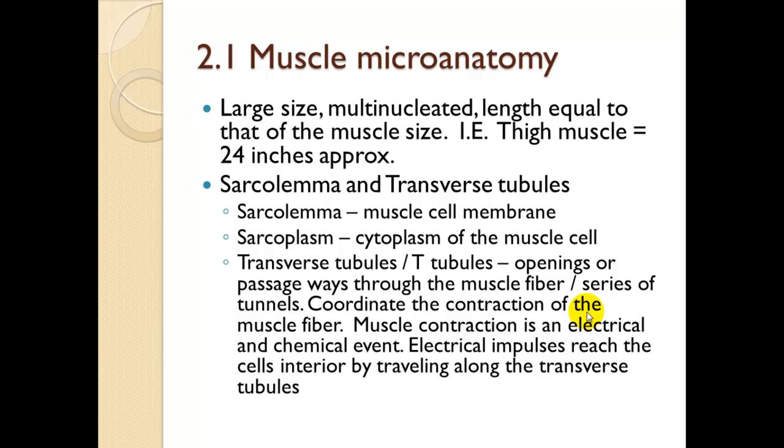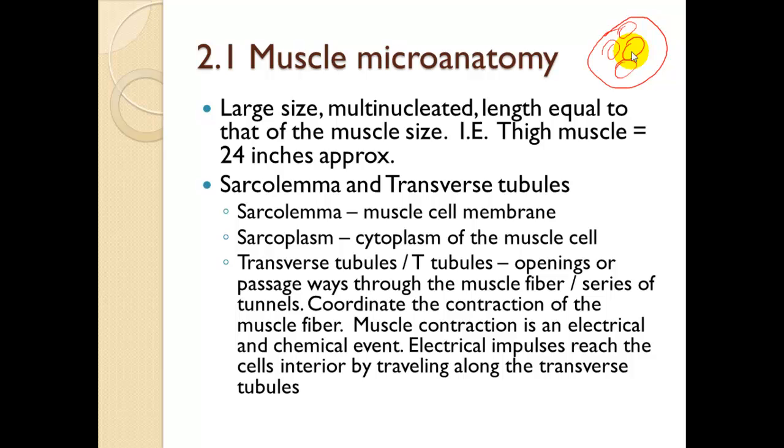Muscle microanatomy. Large size, multinucleated. This means they have multiple nuclei. So instead of just having one nucleus, a muscle cell has multiple nuclei, multinucleated. Length equal to that of the muscle size. An example of this, a thigh muscle is approximately 24 inches long.